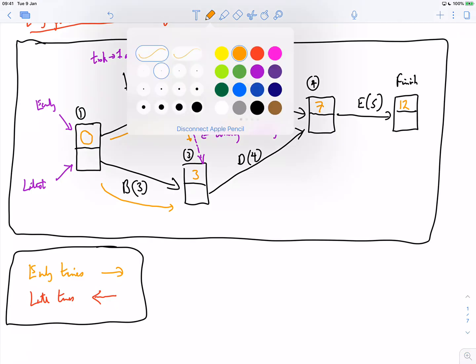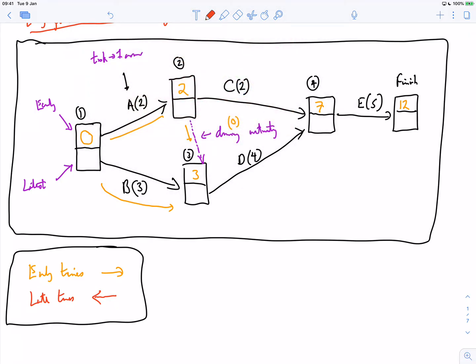I'm now going to do the late times. And now let's suppose the latest I want to finish is on that 12 days. Right, so my project now, I'm aiming to finish in 12 days. Well, it's very simple. I work backwards. If I've got a 12 here, and the only task before it is this task E at 5, that means I need to be at 12 minus 5, which is 7. I need to be at stage 4 for the 7th day.